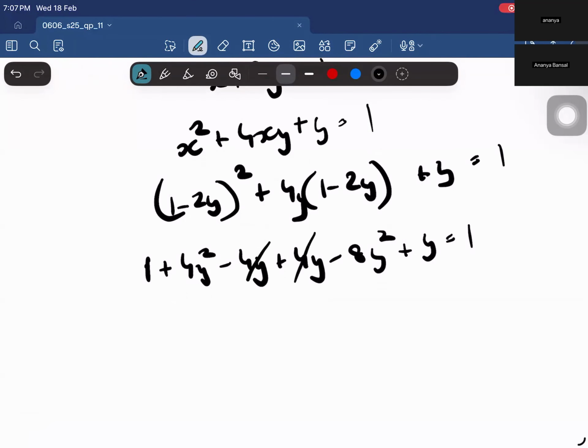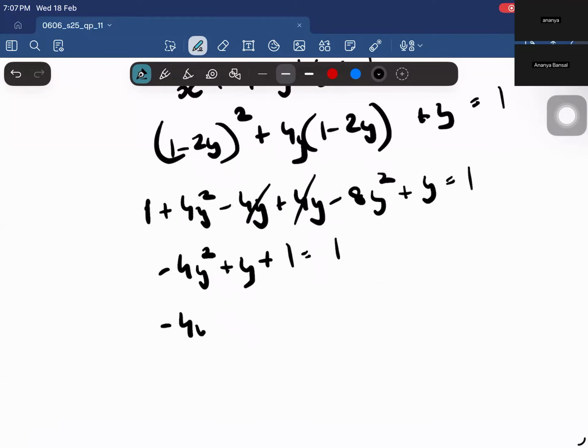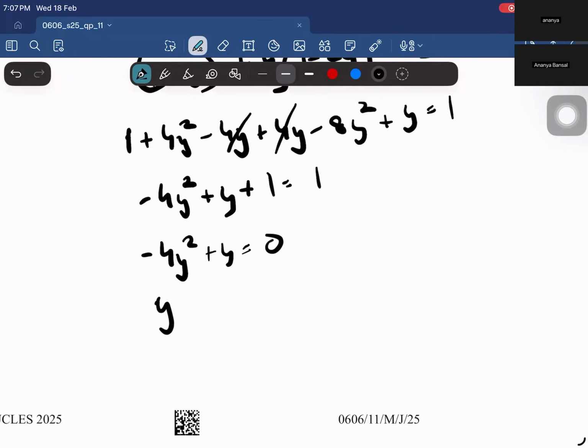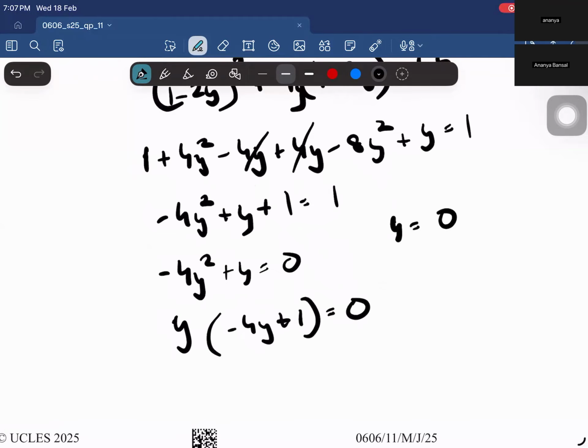Rewriting, the terms cancel. Again, minus 4y squared plus y plus 1 equals 1. I take that 1 to the other side, so I get 4y squared minus y equals 0. That gives y times (4y minus 1) equals 0. So y equals 0, or y equals 1 over 4.